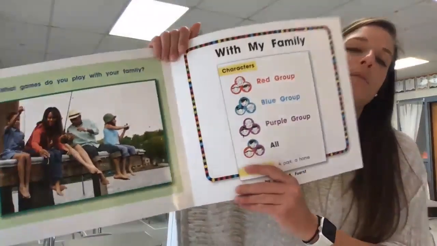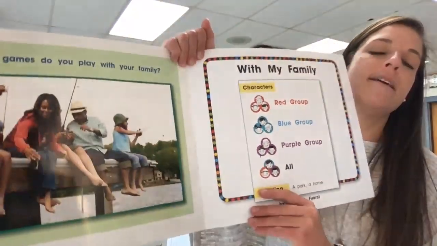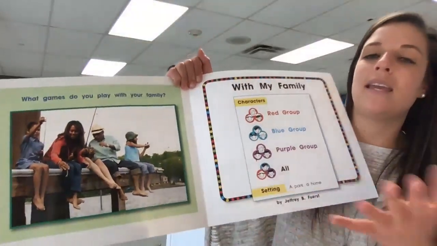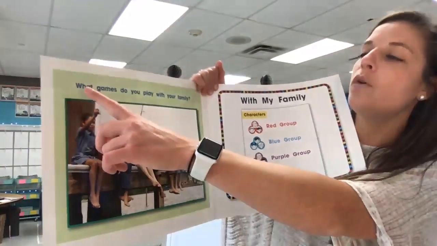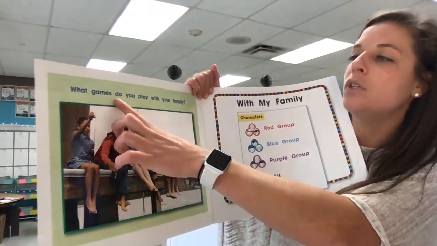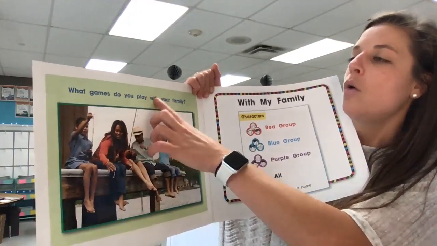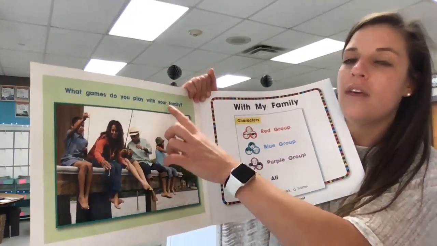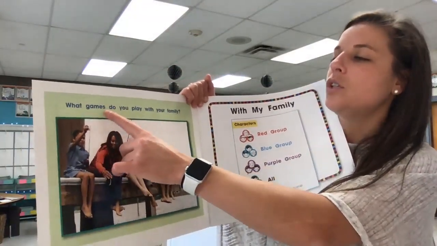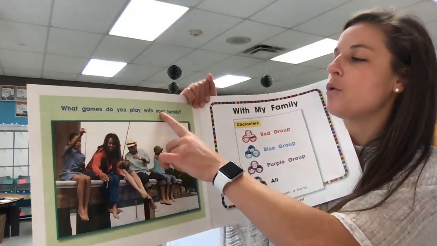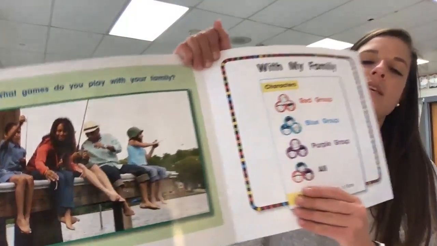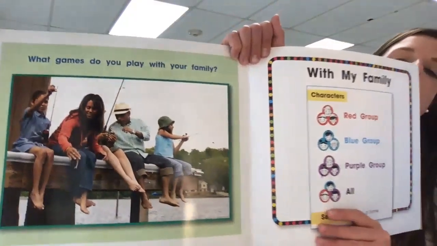In our Reader's Theater book, we talked about how it has a focus question for us to make connections to the book. So our focus question says, what games do you play with your family? Can you read that with me? What games do you play with your family? In this picture, we see a family that's fishing.